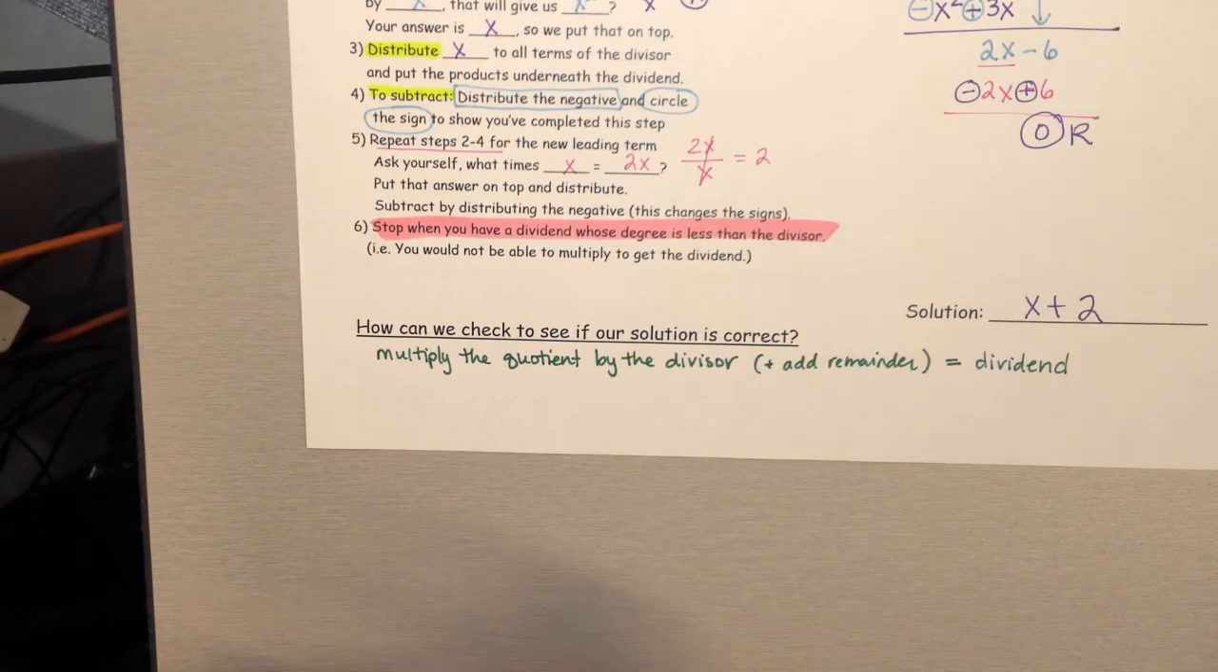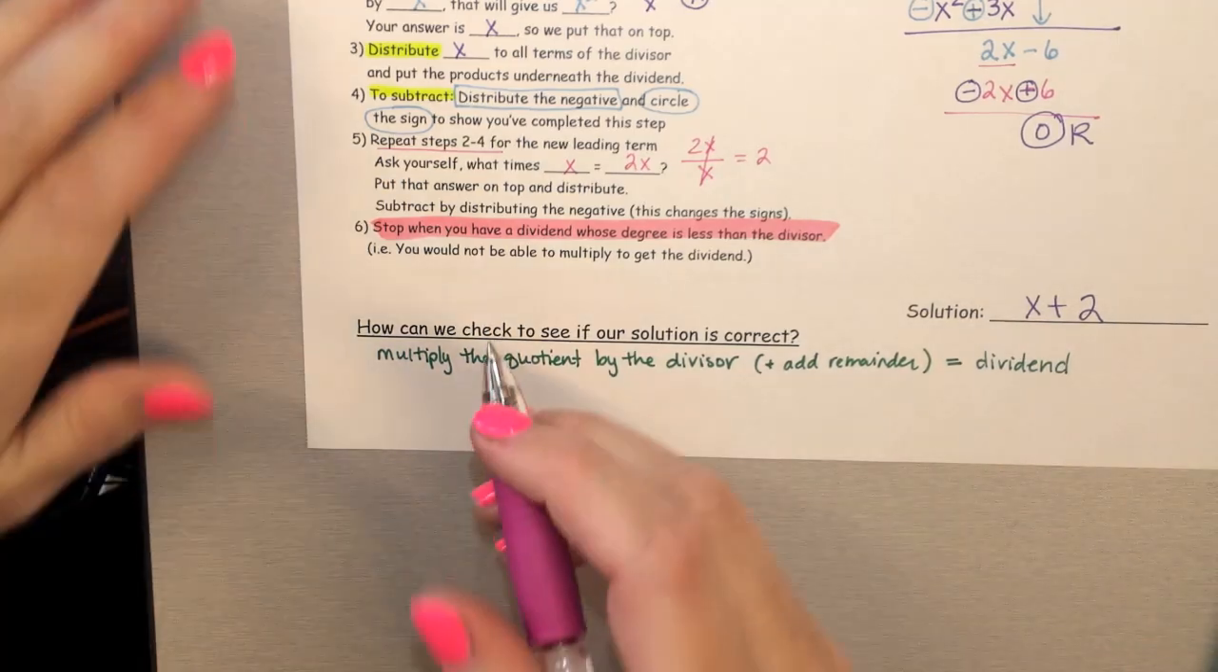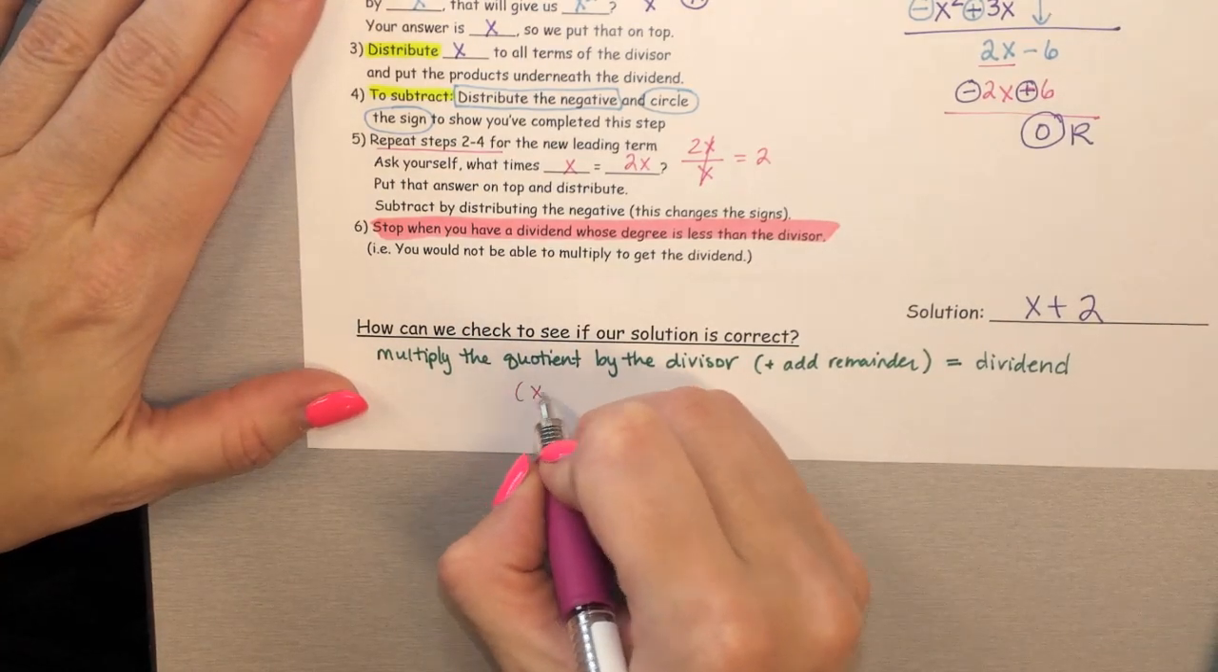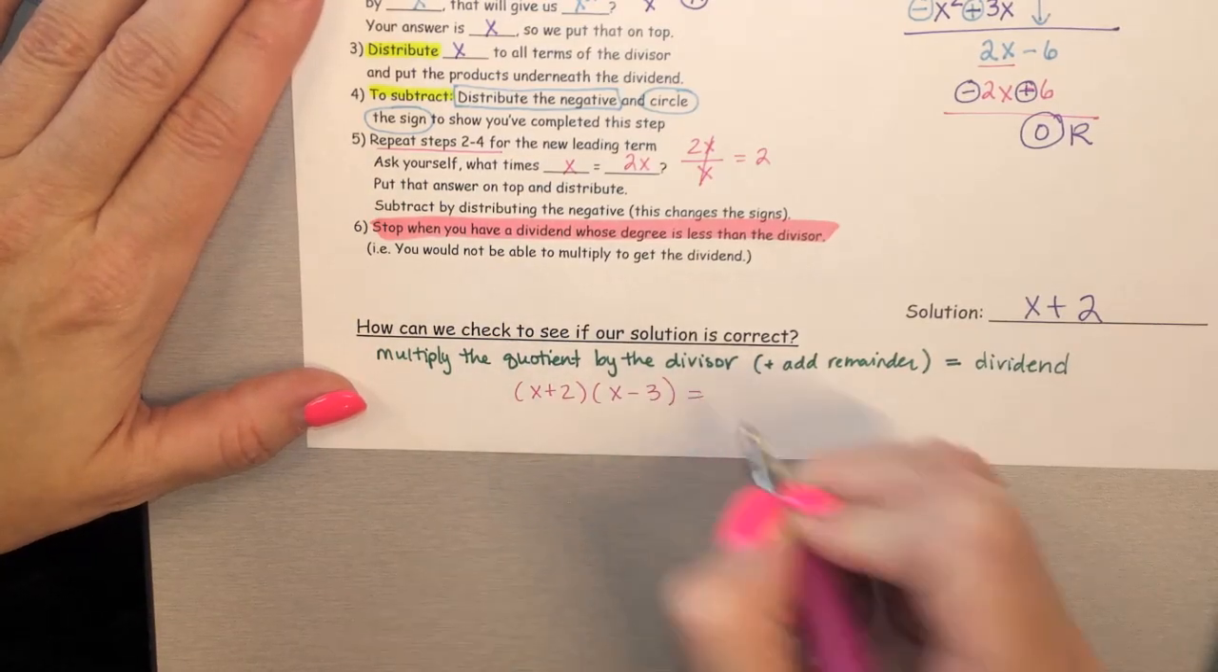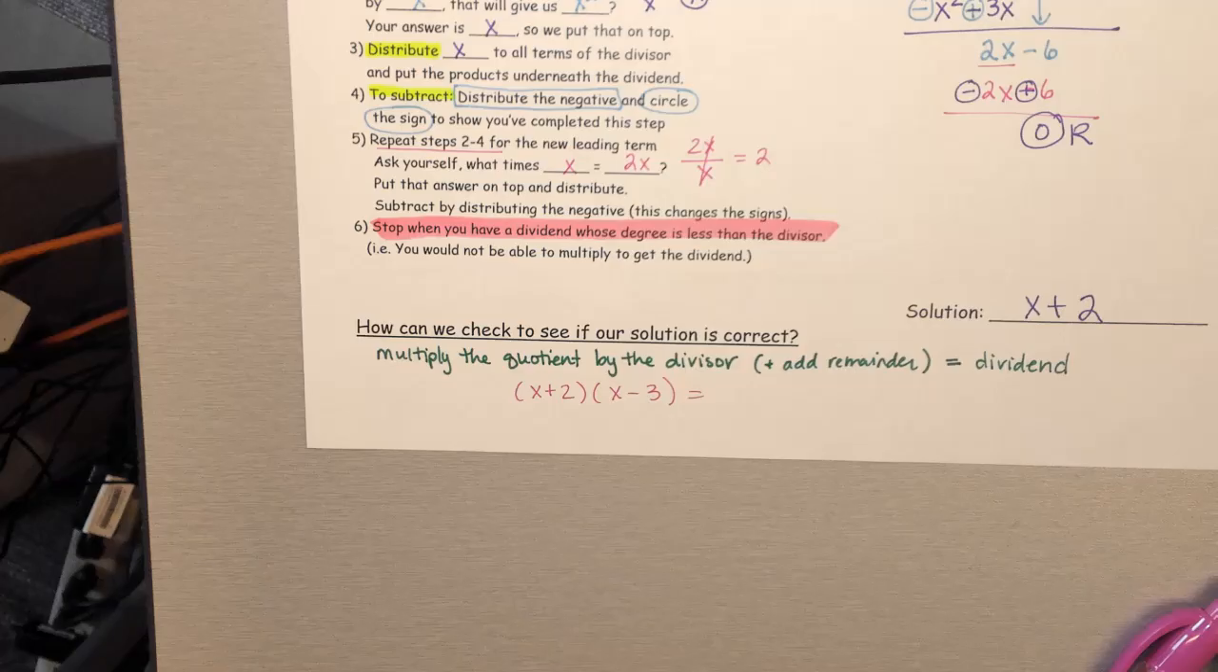So I want you to practice that. I want you to multiply your quotient, x plus 2, by the divisor, and verify that it equals the dividend. Once you've done that, you are welcome to start on the next problem on the next page.